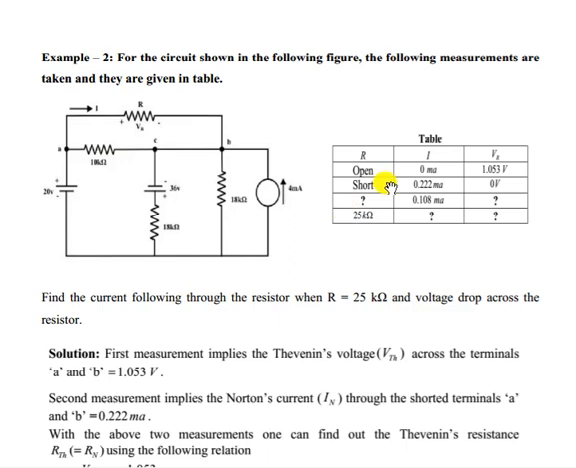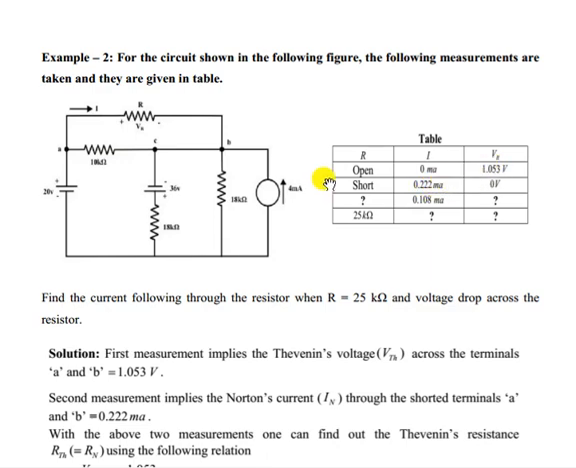In that case we have a circuit and some values are given, that is when R, the load resistance, is open circuited, I is 0 ampere, quite obvious, and V is 1.053. That means what? When R is open, VTH is 1.053, and when R is short, that means short circuit current is 0.222 milliampere. That time when short, V is 0.